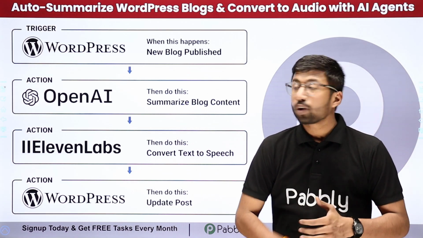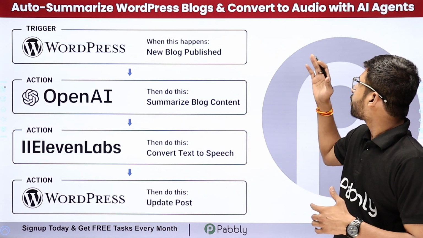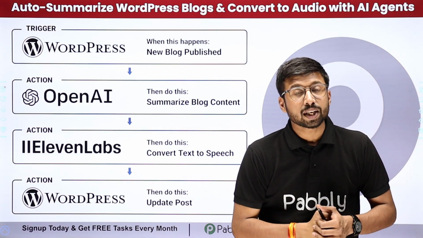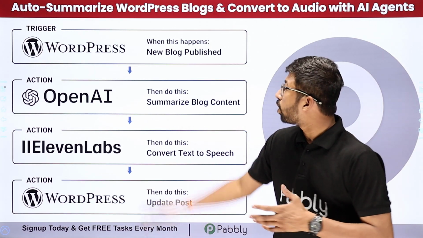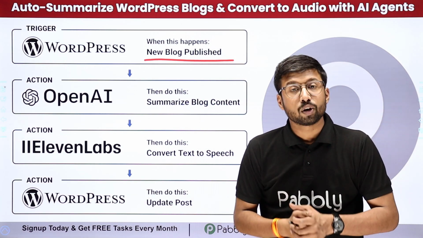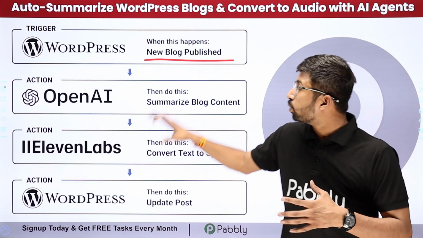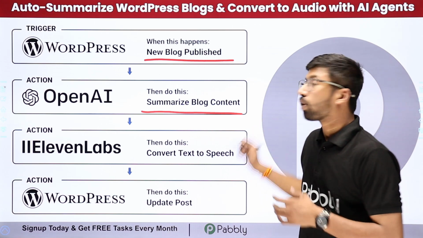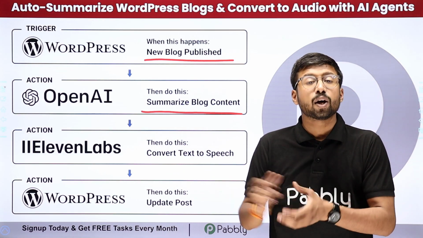So in this video, we are going to learn how to auto-summarize a WordPress blog and convert it into audio with an AI agent. We are going to build an AI agent which will capture the new blogs which we are publishing on our WordPress site. After getting the new blog content, it will send the blog content to OpenAI's ChatGPT, and using OpenAI, we are going to summarize this blog and generate a script or the summary out of it.